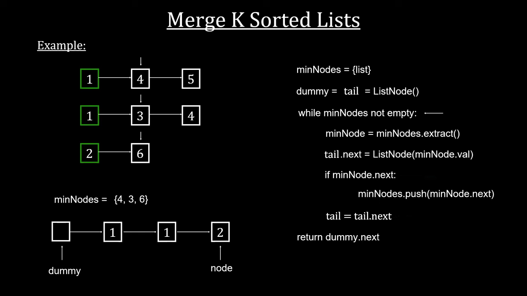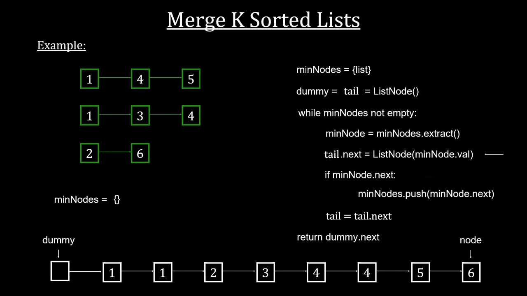Now the nodes in our heap are 4, 3, and 6. We extract the minimum node, which is 3. We create a new node of value 3 and link tail to it. We check if the next node is not null, and it's not, so we push node 4 into the min heap. And so on and so forth. You can figure out by yourself how this works. You can complete this input example on your paper. When the while loop terminates, we will obtain the correct list and we should return dummy next.